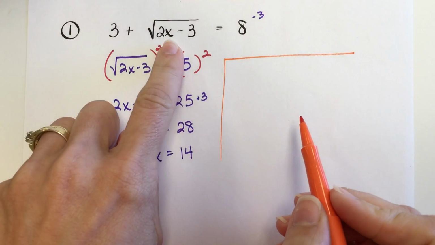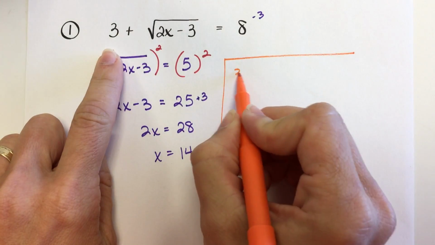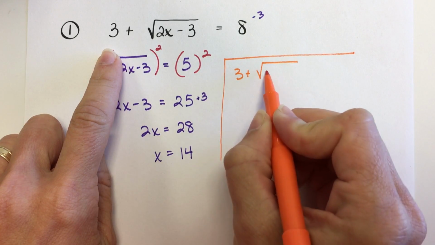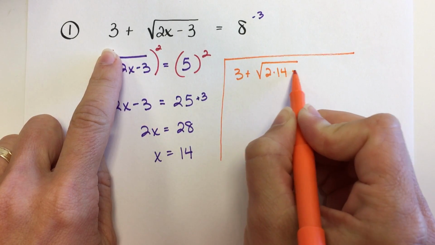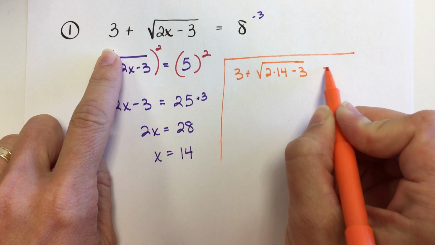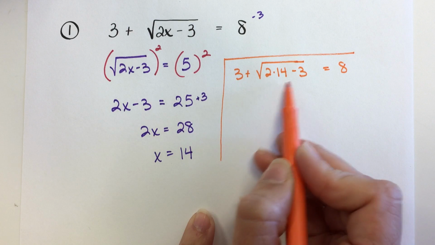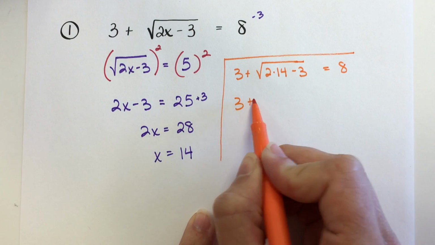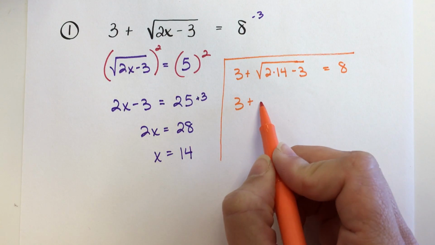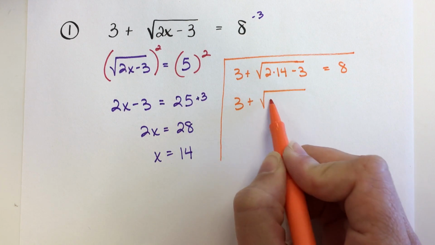But just take your 14 and plug it back in. So you would have 3 plus the square root of 2 times 14 minus 3. Of course, that's supposed to be equal to 8. All right, so now let's simplify what we have here on the left. So you do your 2 times your 14, so that's going to give you 28.